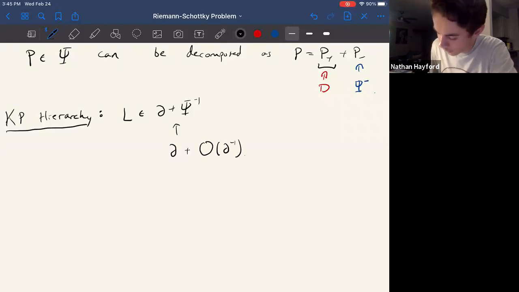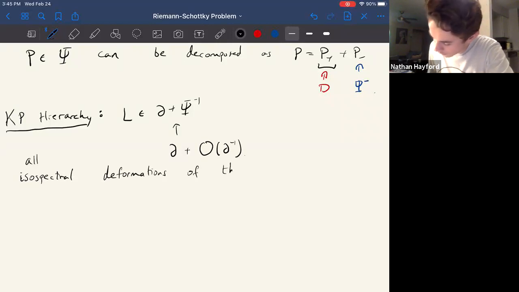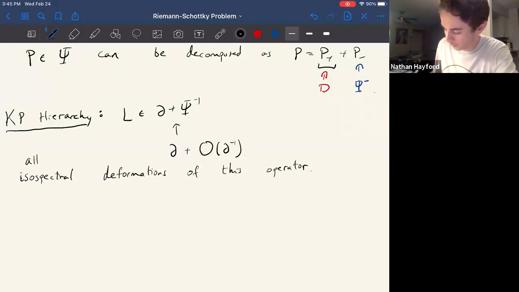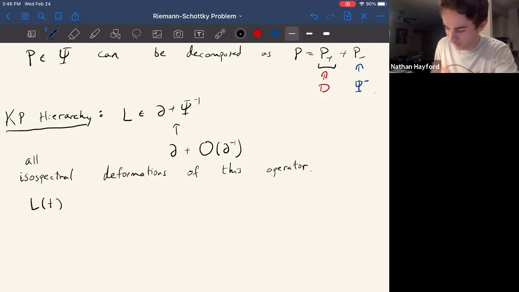So we take an operator from here, and we want to consider isospectral deformations of this operator, all isospectral deformations of this operator. So we consider it depending on a parameter t, or possibly an infinite collection of parameters, t1, t2, and so forth. For our purposes right now, we're just going to take it to depend on one, because that's all I wrote at the beginning. And what do I mean by isospectral deformation? Well, I mean it preserves the spectrum.